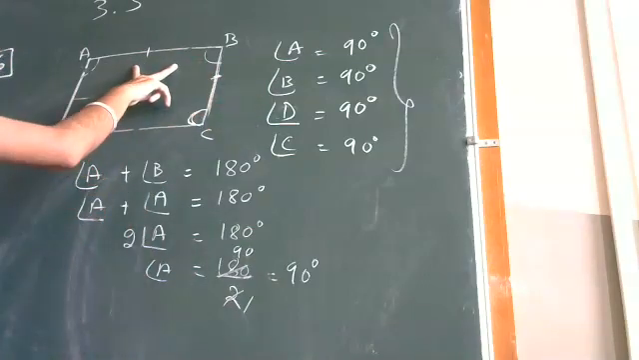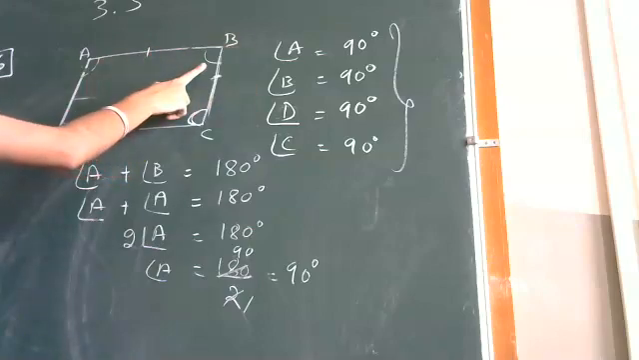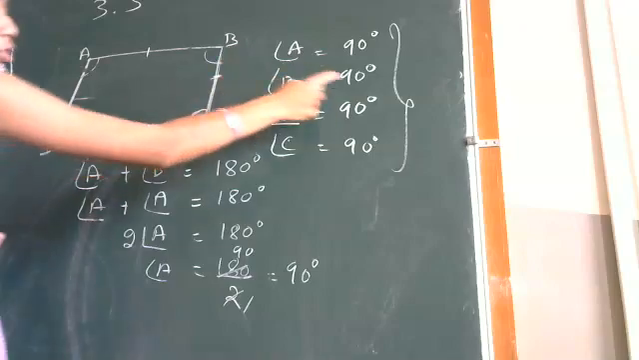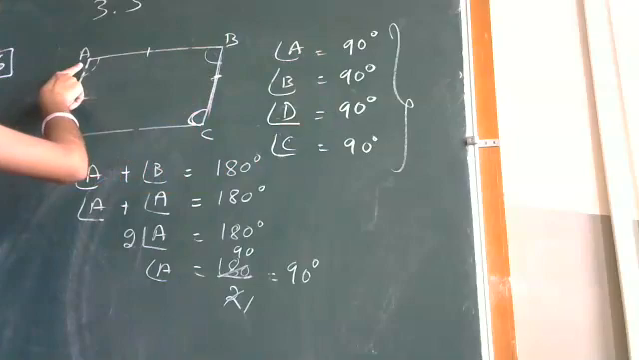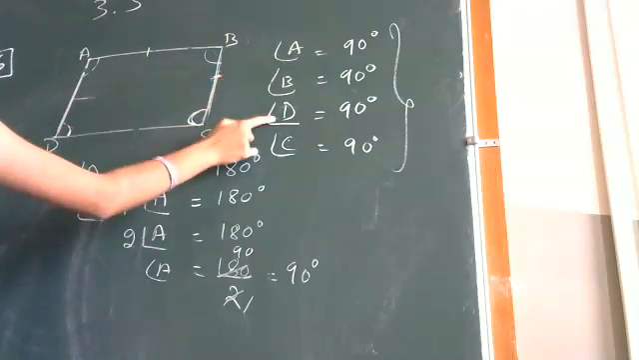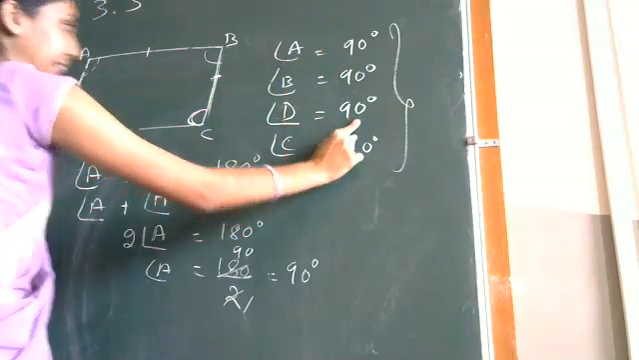So the sum of the two adjacent angles is 180. So if angle A is 90, 180 minus 90 is how much? 90 only. So angle B also will be 90. Now see, the angle vertically opposite to A is C. So vertically opposite angles are same. That is, if A is 90, then C also has to be 90.